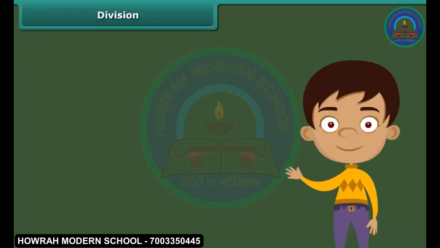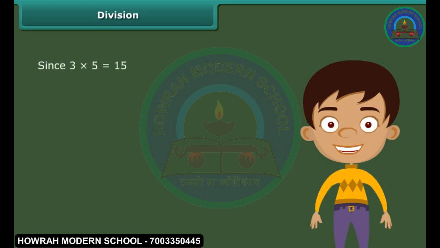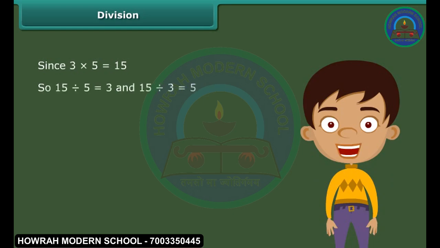We know that division is the inverse operation of multiplication. Since 3 × 5 is equal to 15, so 15 ÷ 5 is equal to 3, and 15 ÷ 3 is equal to 5. When we divide a negative integer by a positive integer, we divide them as whole numbers and then put a minus sign before the quotient. Thus, we get a negative integer.